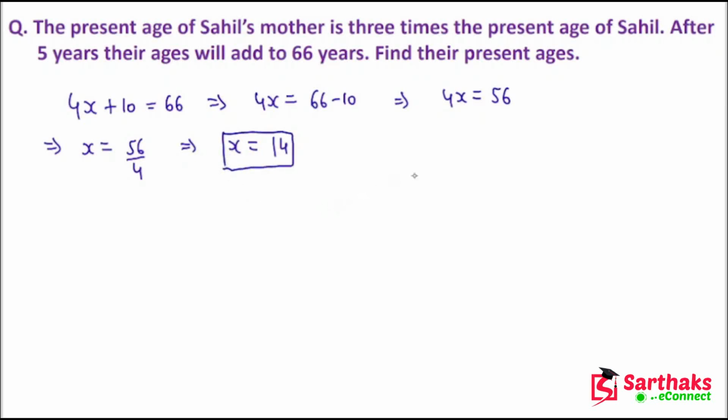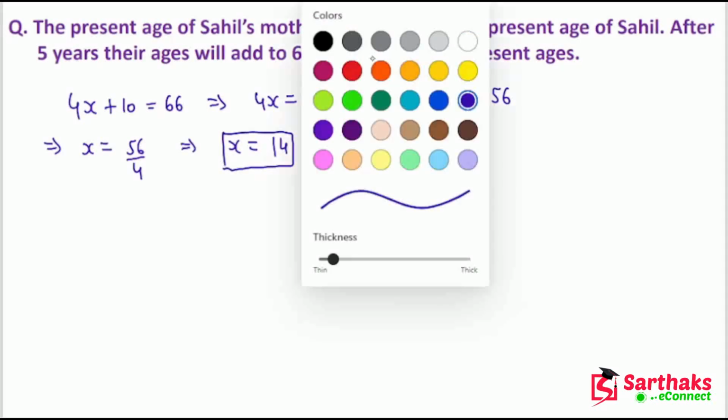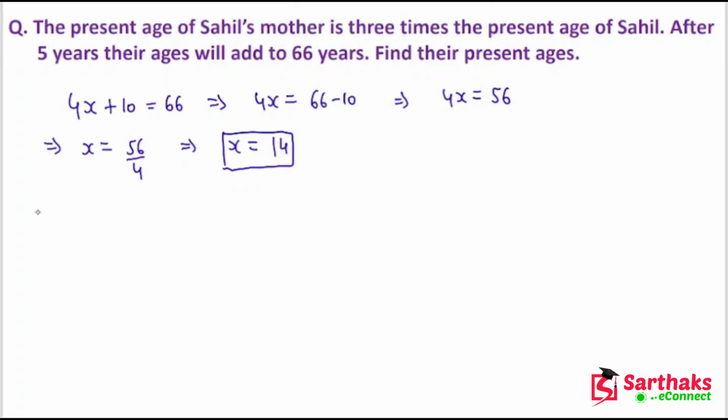So what was x? What have we assumed x to be? We assumed the present age of Sahil to be x. So we just found out the present age of Sahil. Okay, so we can represent the answer. Present age of Sahil is equal to 14 years, right?